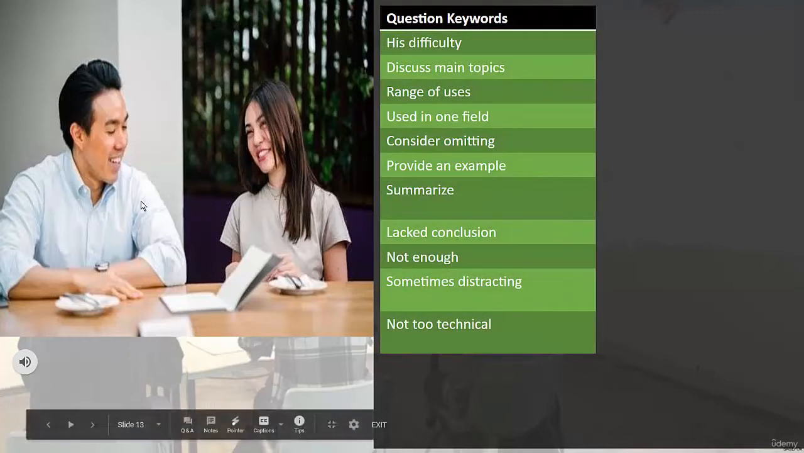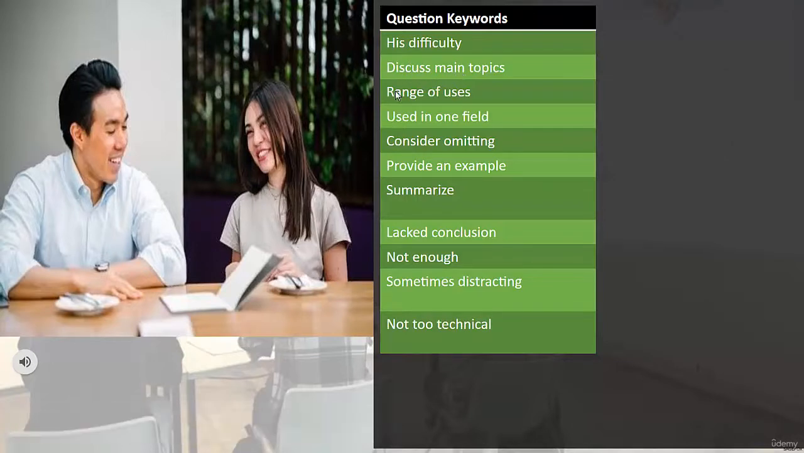So for this one, the question keywords are his difficulty, discuss main topics, range of uses, used in one hand, consider omitting, provide an example, summarize, lacked conclusion, not enough, sometimes distracting, and not too technical. So you're listening for the paraphrasing or synonym for these question keywords.